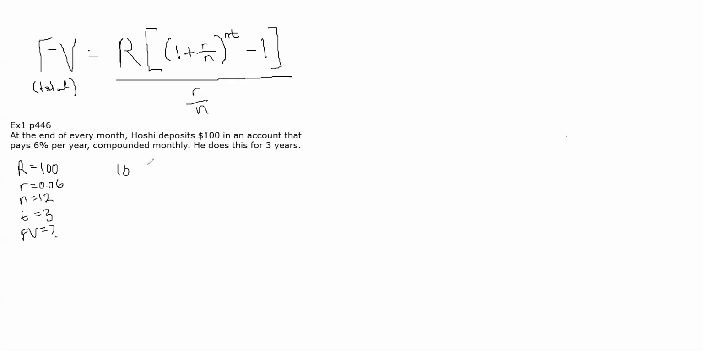Let's do it. $100 multiplied by 1 plus 0.06 divided by 12, all to the power of 3 times 12, minus 1, divided by 0.06 divided by 12. You should have gotten $3,933.61.